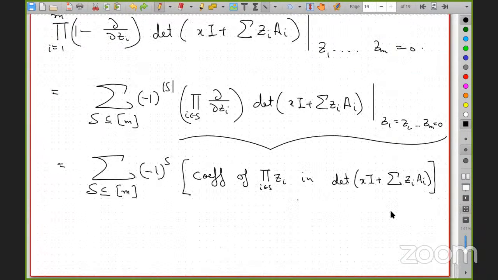So this is the coefficient of the product of zi in the determinant of the sum of xi plus zi pi. But do we know how to compute this? Have you seen this polynomial before? Yes, it is similar to the spanning tree polynomial. No, maybe we have seen it even more recently.